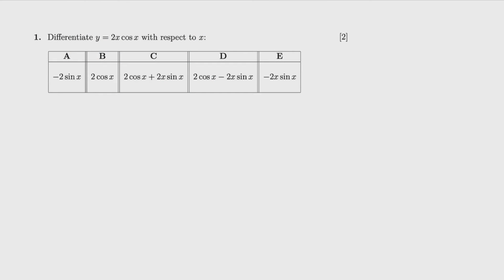So, in the first question, we are given y in terms of x, and we are required to differentiate y with respect to x. So if we look at the formula, we can see that it is actually a product of 2x and cos x. So we need to use product rule in this question.